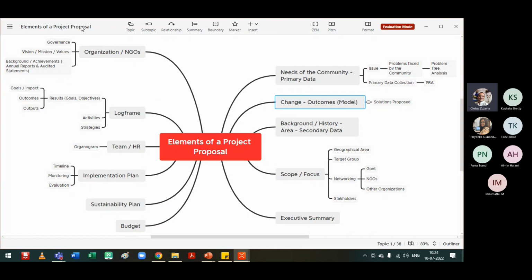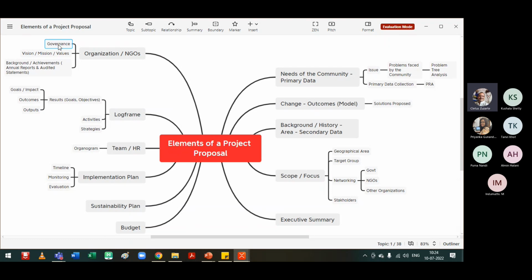You will give a brief about your organization, as in what is the vision, mission, and values of this organization. Who is it that leads the organization in terms of the governance? When you're looking at governance, who is the executive director or the CEO, or you're looking at the whole trustee body in the NGO.